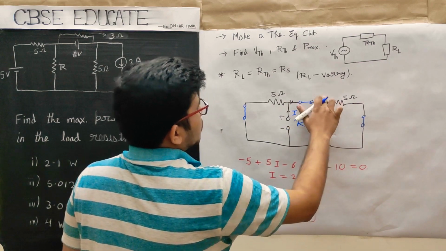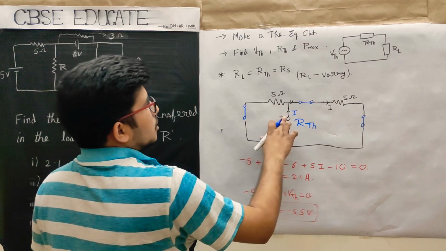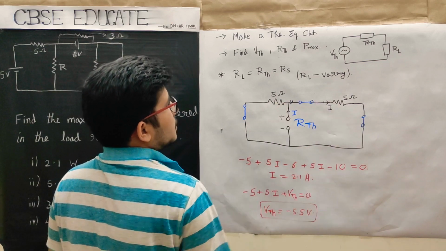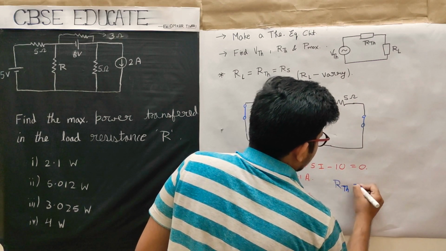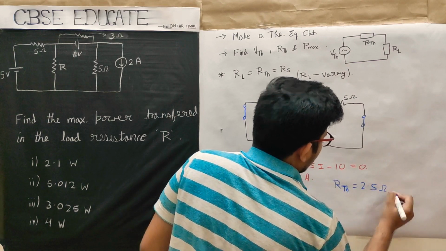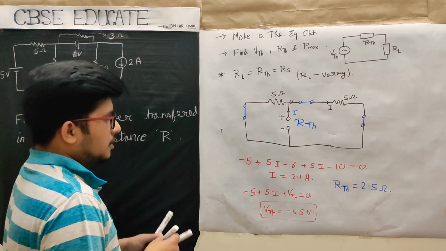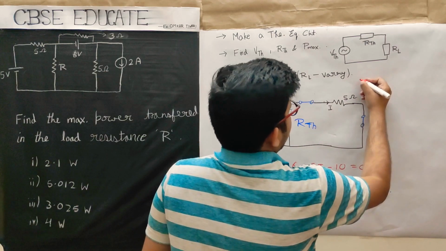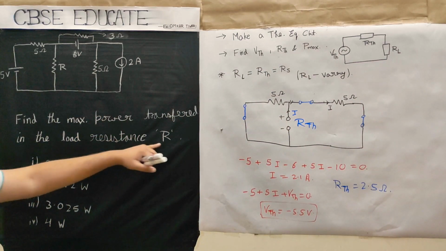Now you can see this 5 ohm resistance and this 5 ohm resistance are in parallel, because the current goes from here and divides in this. So RTH is equal to what? 5 parallel with 5, that is 2.5 ohm. RTH is equal to 2.5 ohm. So now it's simple, you have to get Pmax. You have been asked for the maximum power transferred in the load resistance RL.